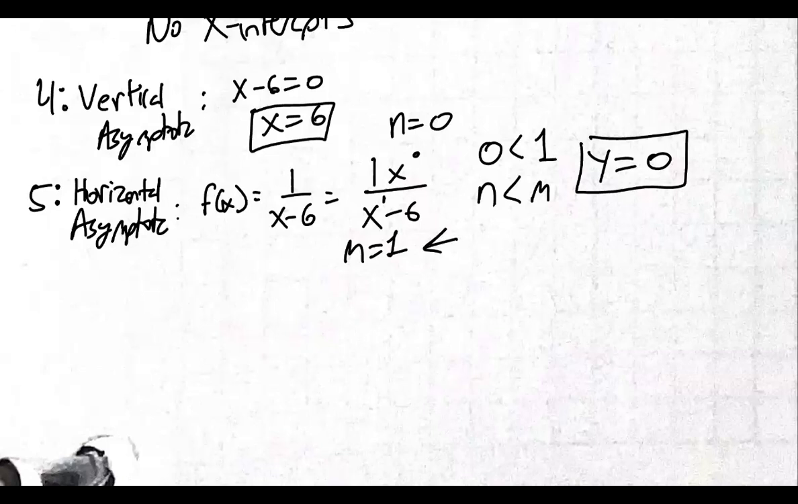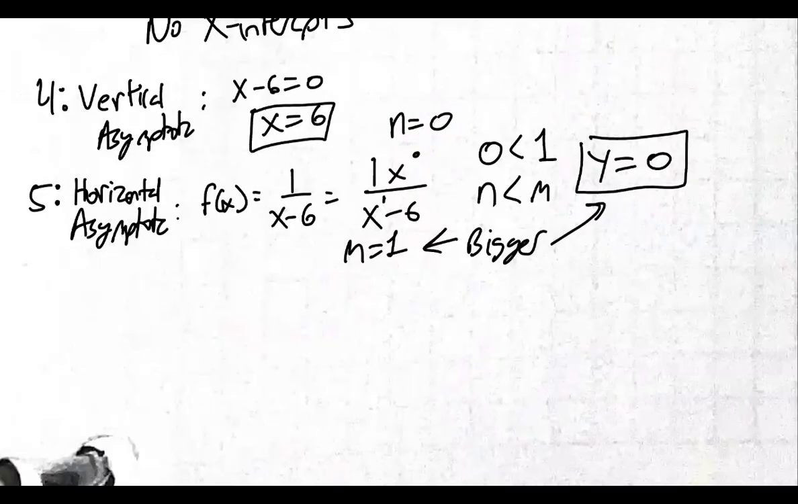If this is bigger, then y is equal to 0. But if the number in the numerator is bigger, then there is no horizontal asymptote. And honestly, when I learned pre-calc, that's how I learned it myself, was just seeing which one is bigger.